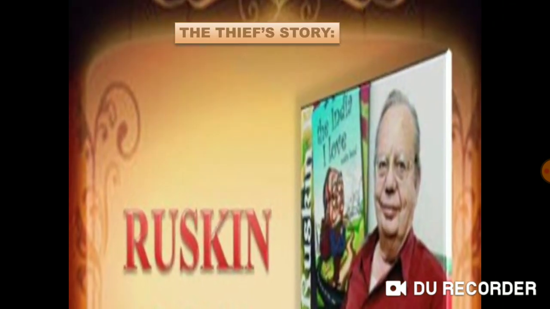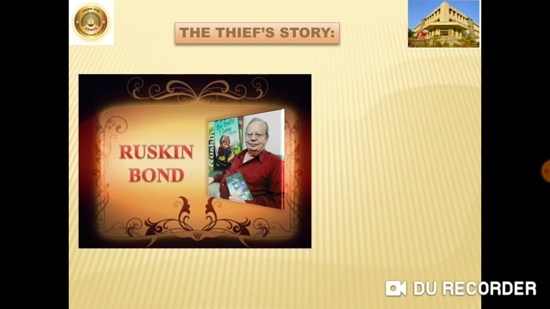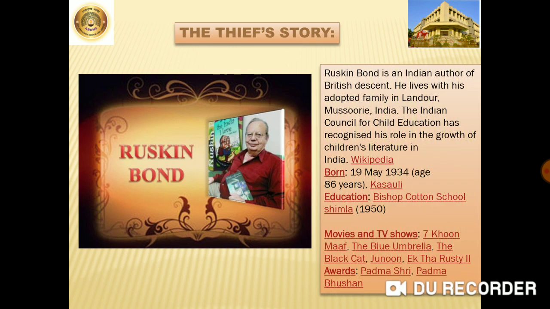So, let's start. The Thief's Story is written by Ruskin Bond. Now, this is the writer of the story. Ruskin Bond is an Indian author of British descent. So he's basically British but has taken the citizenship of India. He lives with his adopted family in Landour, Mussoorie, India. The Indian Council for Child Education has recognized his role in the growth of children's literature in India. You can find out more information on Wikipedia.